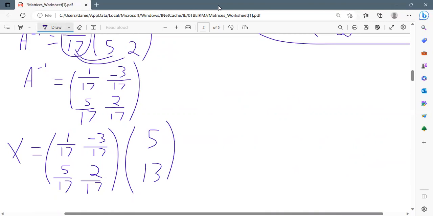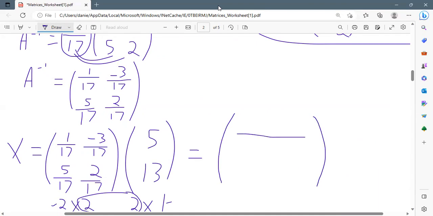I'm about to multiply rows by columns, so let's check to see if it's compatible first. This here is a 2 by 2, and there's a 2 by 1. Since the inside numbers are the same, they are compatible, and the result will give you a 2 by 1. So let's set it up: 2 rows and 1 column. So you expect something here and something here.